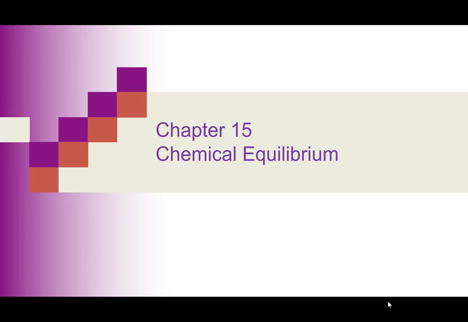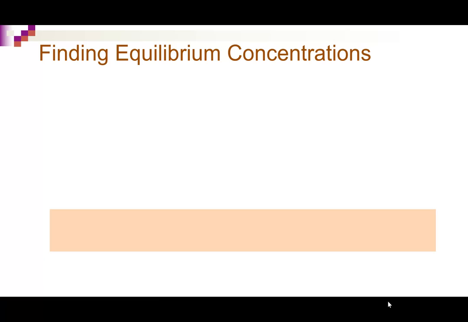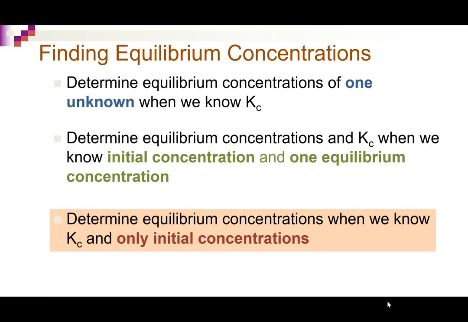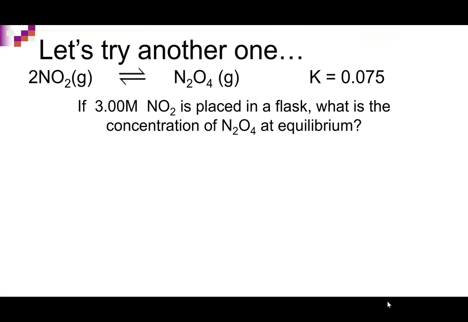I'm going to work another example from this grand finale category, and this example is going to be another one where we use the quadratic formula. So here's the problem. If we have 3 molar NO2 and it's placed in a flask, what is the concentration of our product at equilibrium? And our K value is 0.075. So go ahead and pause the video, give this one a shot, and then I'll catch up with you on the other end.